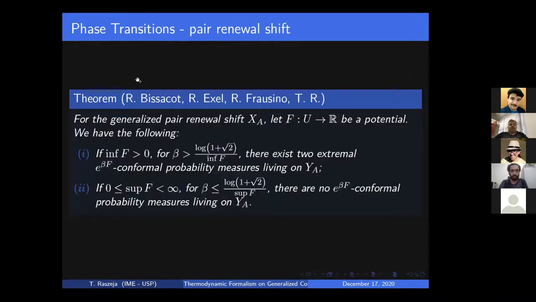And the phase transition result here is similar to the previous one, but with the difference that instead of one extremal conformal measure, actually the unique conformal measure in that case for the renewal shift, for the perirenewal shift we have two extremal conformal measures for beta big enough, and you have the absence of these new measures living on YA for beta small enough. I will present a sketch of the proof of this result.